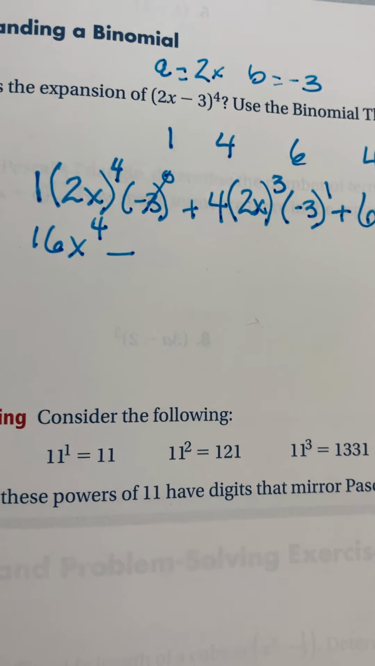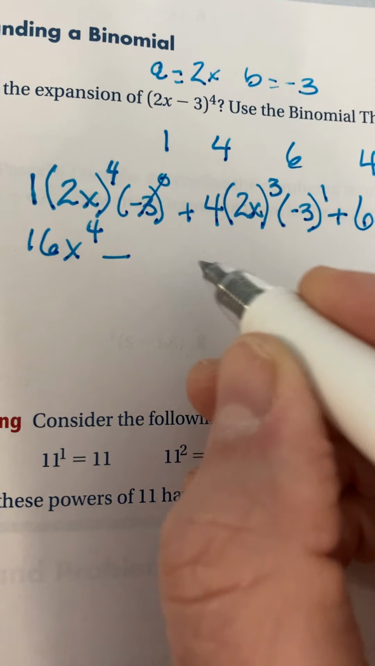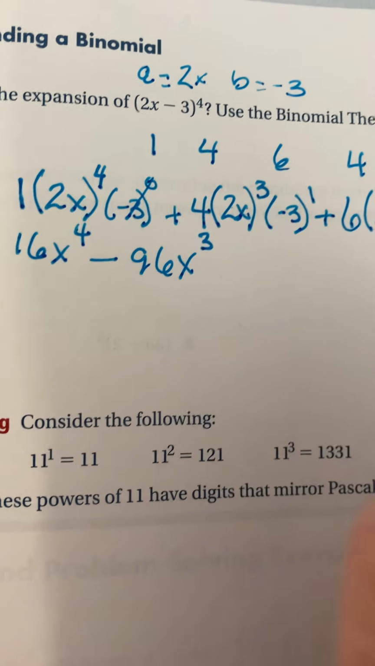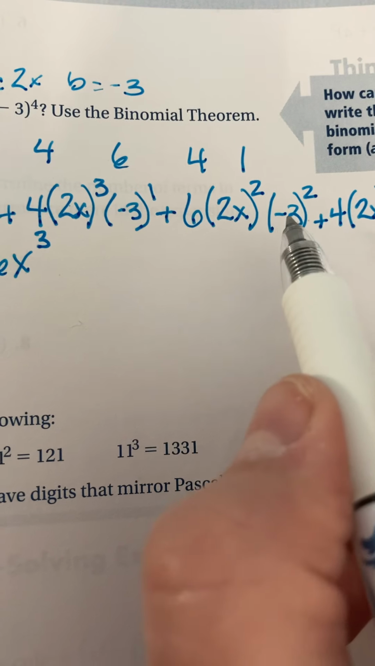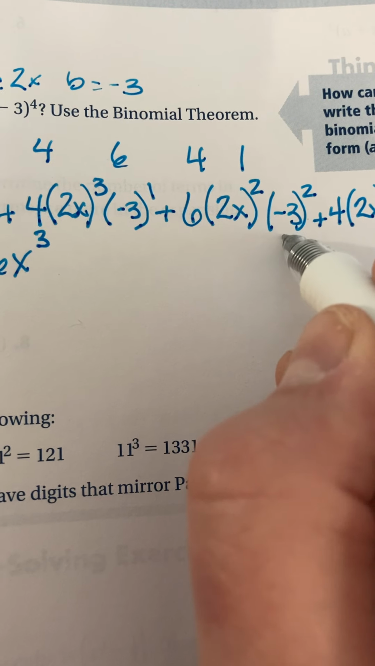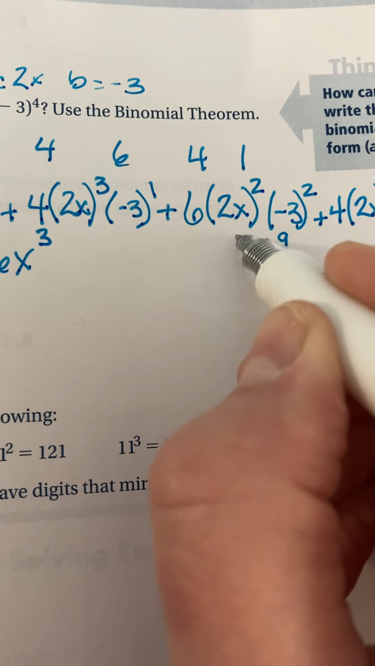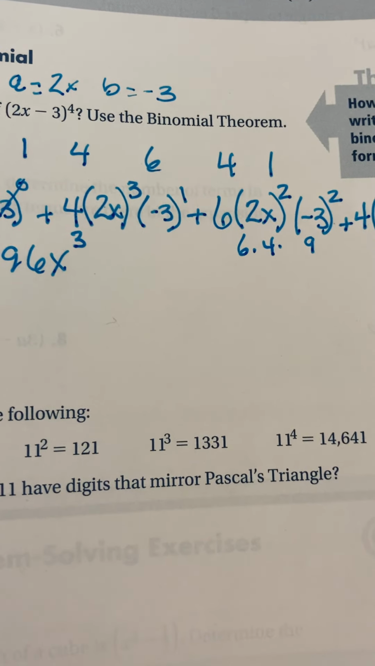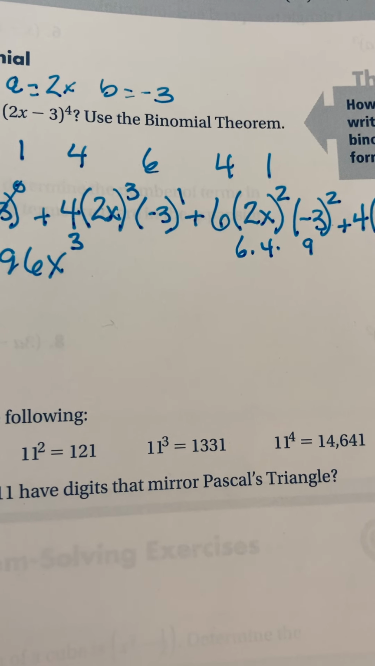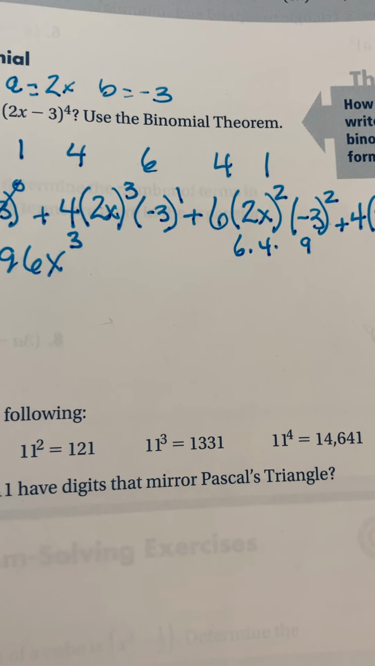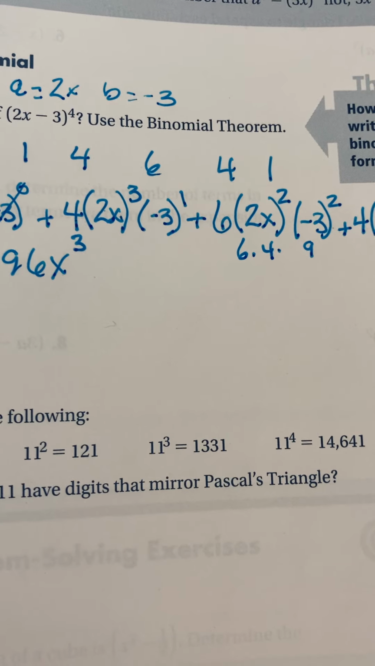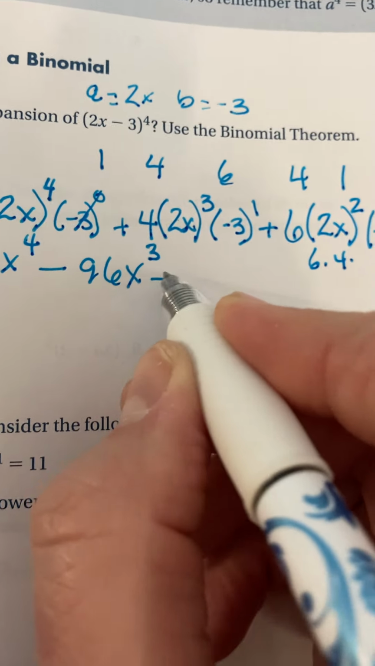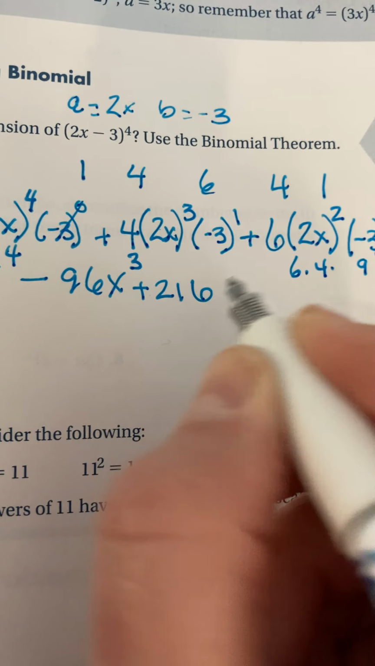Anyway, when we're through here, you're going to get a negative 96x to the 3rd. Then I'm going to come over here. Negative 3 squared is a 9. Okay. 2 squared is 4. And then I still have that 6. So I'm multiplying those together. So it looks like I have 24 times 9. I'm just doing my math over here on the side. 18, 19, 21, which I believe is 216. Sorry if I mess up my math here. I forgot to grab my calculator.